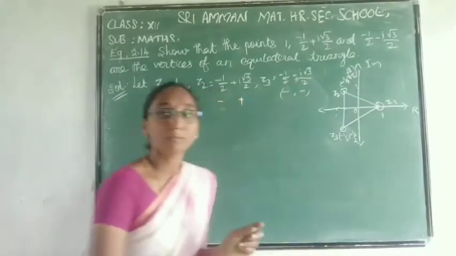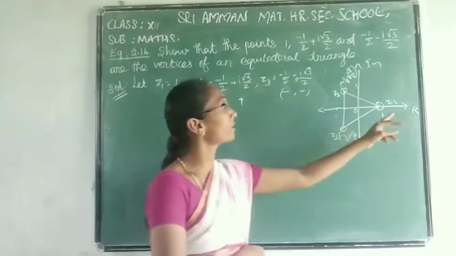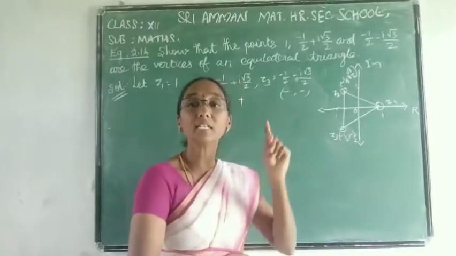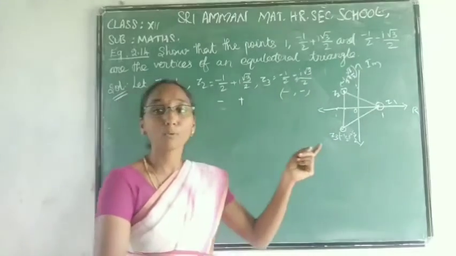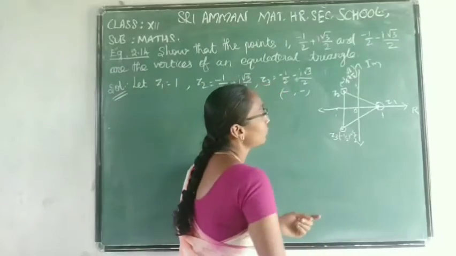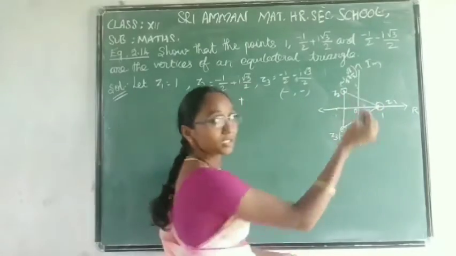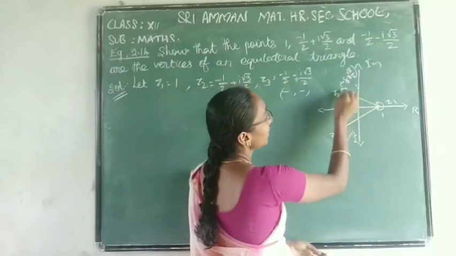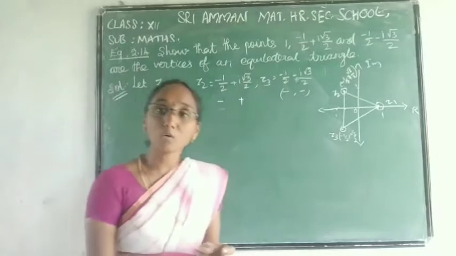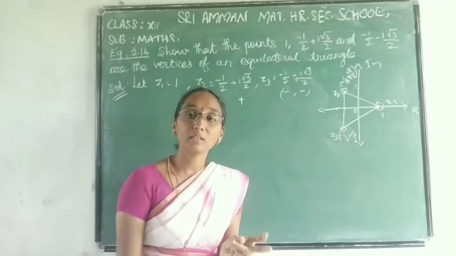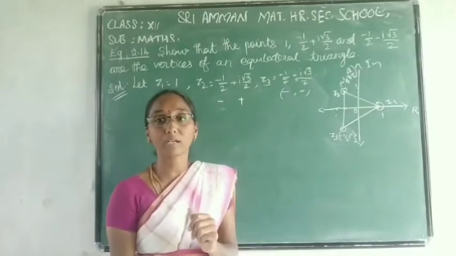What do you want to prove? These 3 points z1, z2, z3 form a triangle, and we need to prove that this triangle is an equilateral triangle. So we need to know the distances, the moduli of the lengths, of z1 z2, z2 z3 and z3 z1. If these three values are equal, then the three given points form an equilateral triangle.